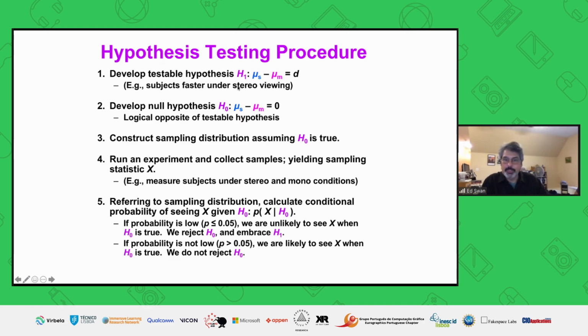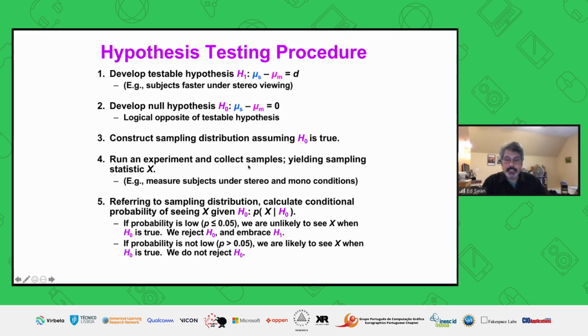So we develop a testable hypothesis. Subjects are faster under stereo viewing, call this H1, the idea that the difference between these two means is some number, D. Then we develop a null hypothesis, which is the opposite. That would be that there is no difference. It's the logical opposite of the testing hypothesis. We construct a sampling distribution assuming the truth of the null hypothesis.